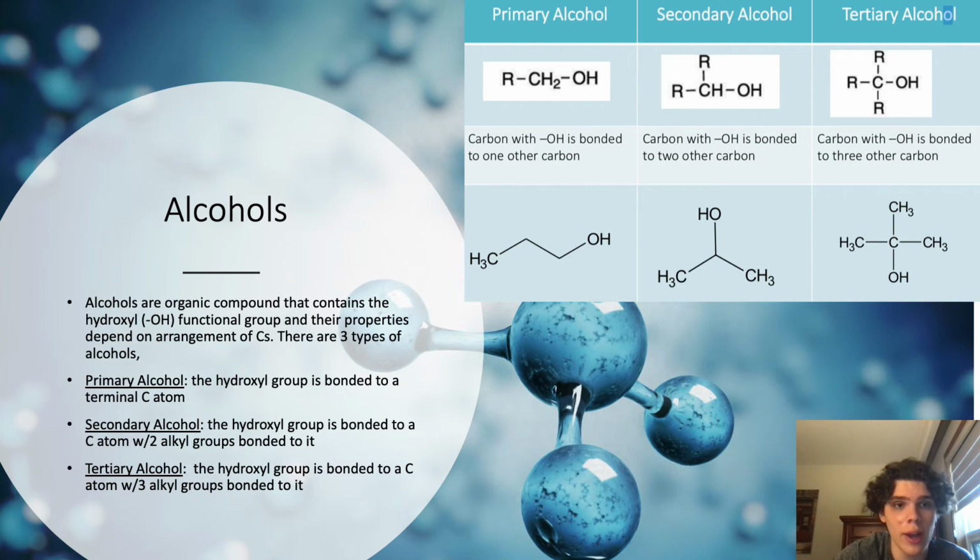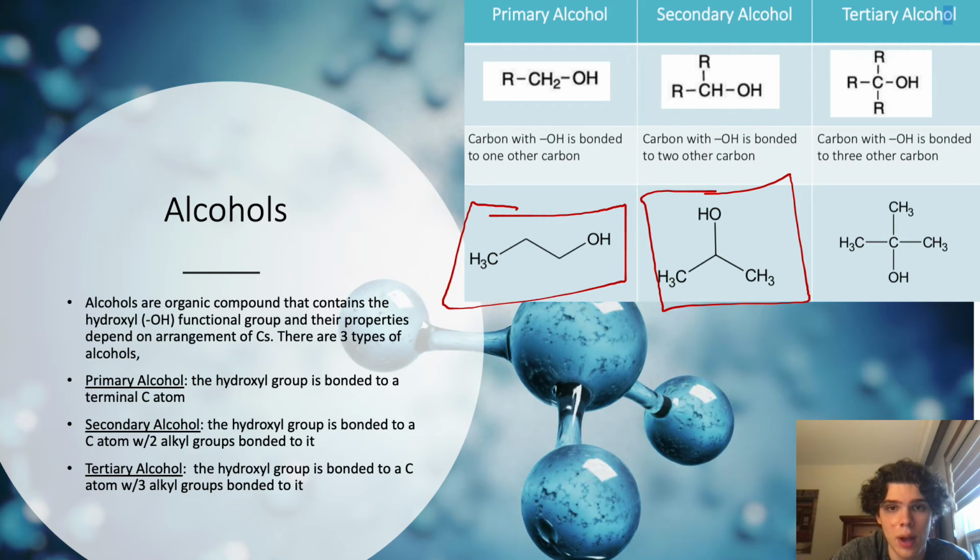So alcohols are organic compounds that contain a hydroxyl group, a functional group whose properties depend on the carbons. So there are 3 types of alcohols depending on the different arrangements of the carbons. There's primary alcohols, where the hydroxyl group is bonded to a carbon atom with one alkyl group. There's a secondary alcohol, where the hydroxyl group is bonded to a carbon atom with 2 alkyl groups bonded to it. And there's a tertiary alcohol, where the hydroxyl group is bonded to a carbon atom with 3 alkyl groups bonded to it. So this is an example of a primary alcohol. This is a secondary. And this is a tertiary.